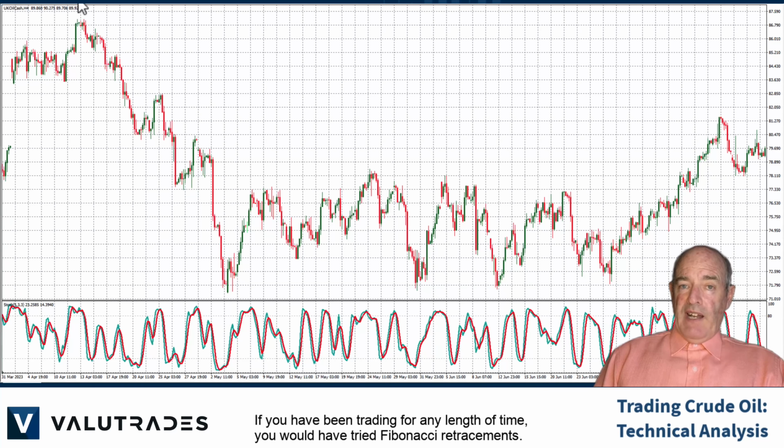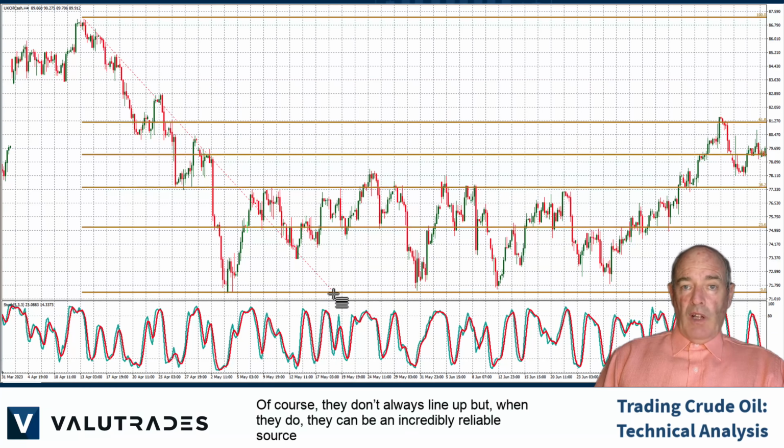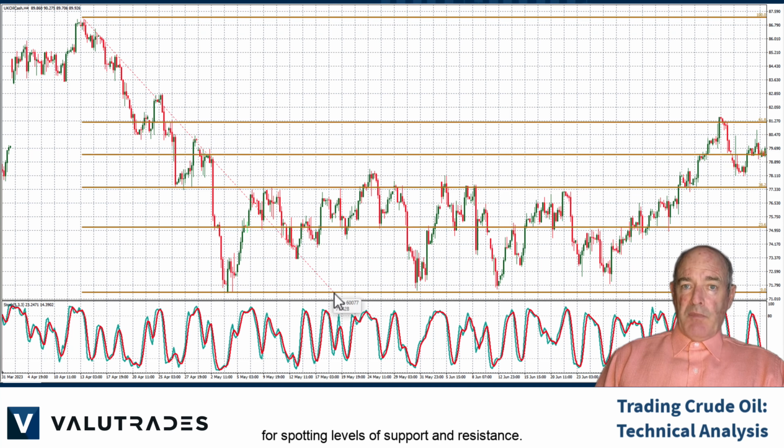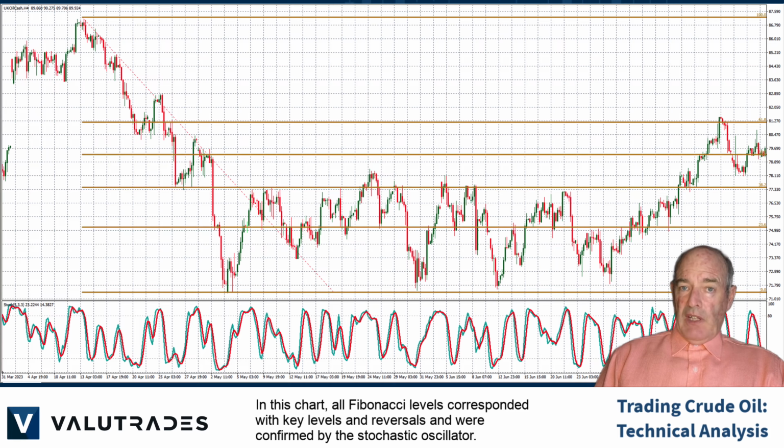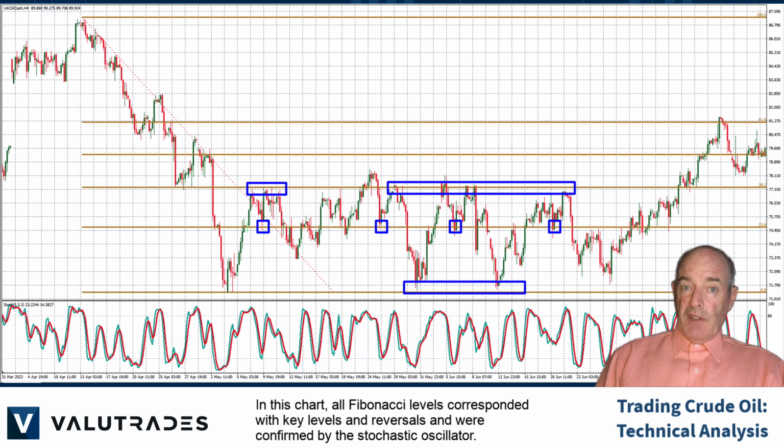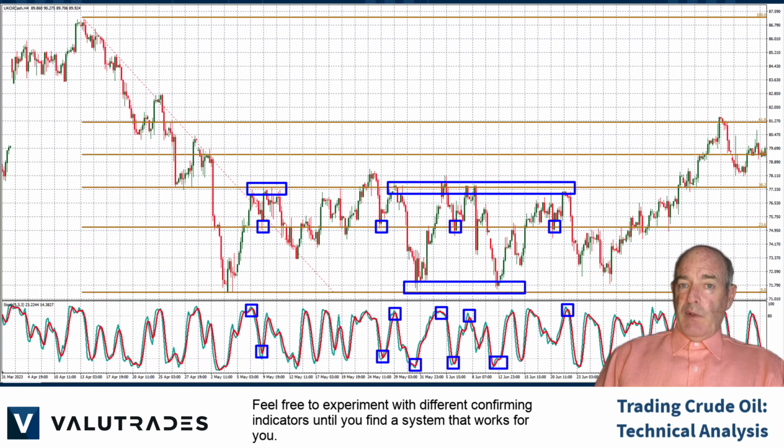If you have been trading for any length of time, you would have tried Fibonacci retracements. Of course, they don't always line up, but when they do, they can be an incredibly reliable source for spotting levels of support and resistance. In this chart, Fibonacci levels corresponded with key levels and reversals and were confirmed by the Stochastic Oscillator. Feel free to experiment with different confirming indicators until you find a system that works for you.